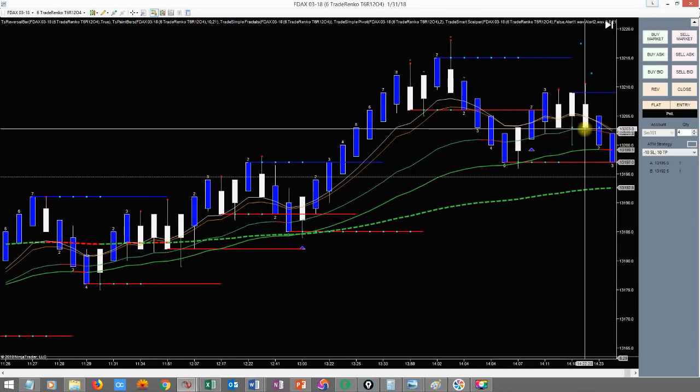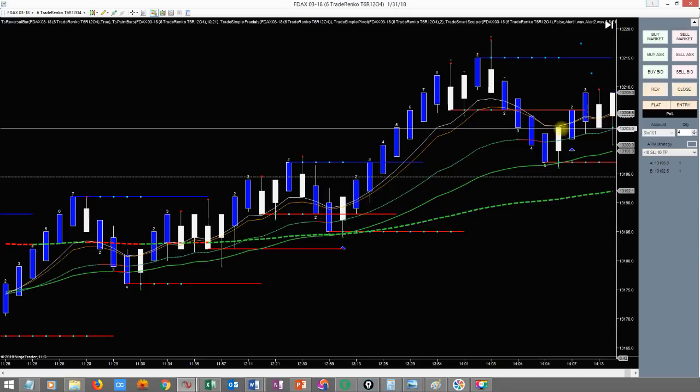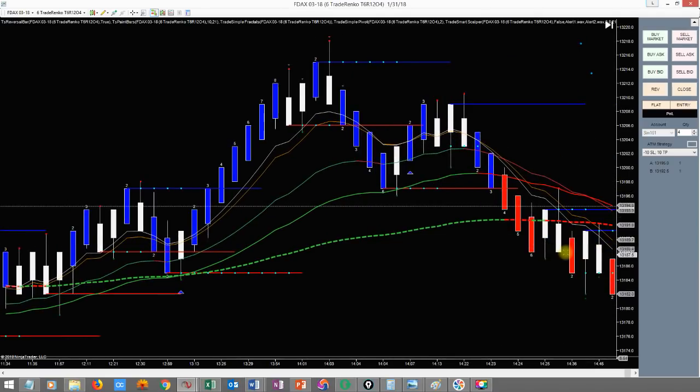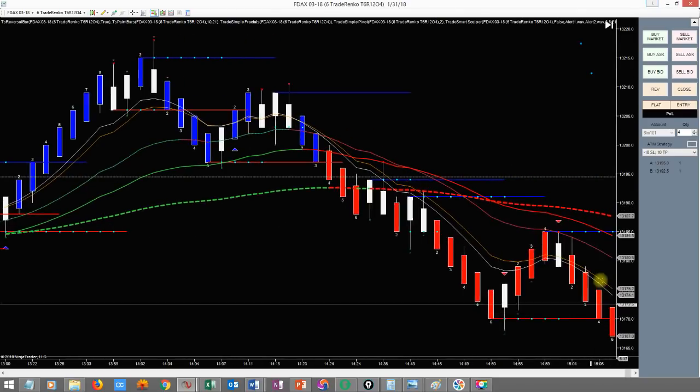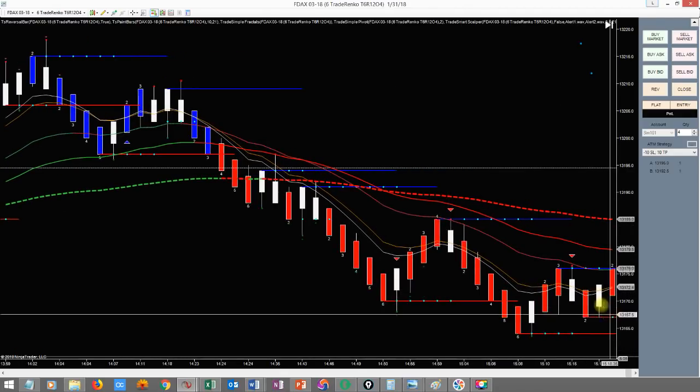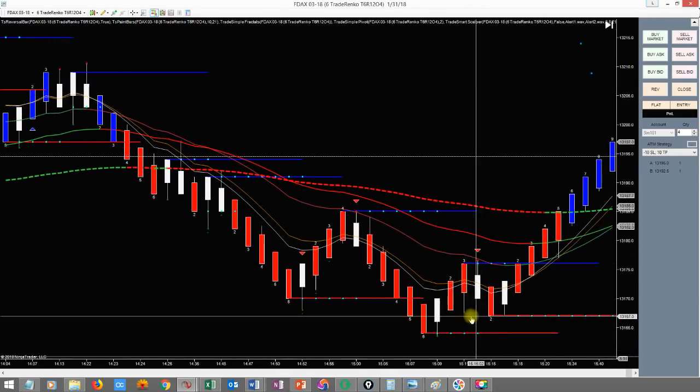And here's another bounce trade. Here's another 3 tail candle trade, and here's another bounce trade. Here's another bounce trade here. Here's another Clarity Diamond trade right here. Another Clarity Diamond trade right here.